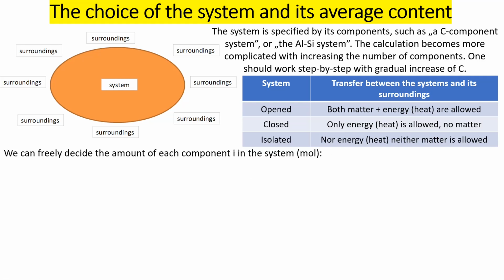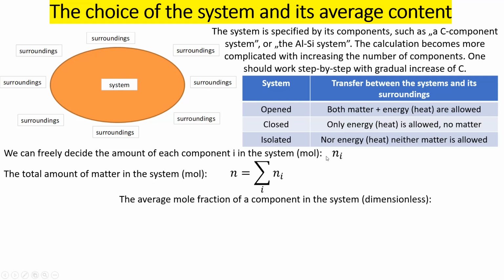Now, we engineers can freely decide the amount of each component in the system, which is denoted as Ni. So N, you remember, is the amount of matter in moles, and the small symbol i here means component i. Then, of course, we can also add all the amounts of matter of all the components in the system, and then, not surprisingly, we get the total amount of matter in the system, denoted simply as N.